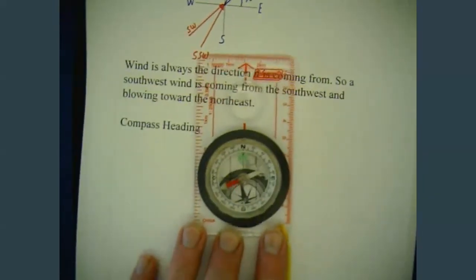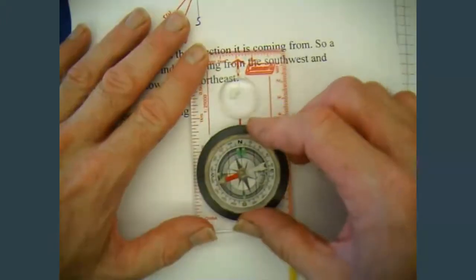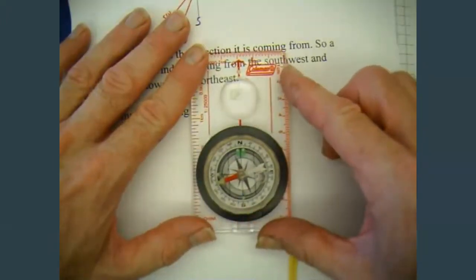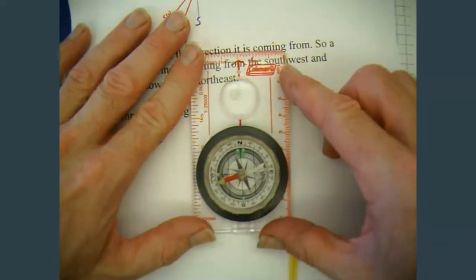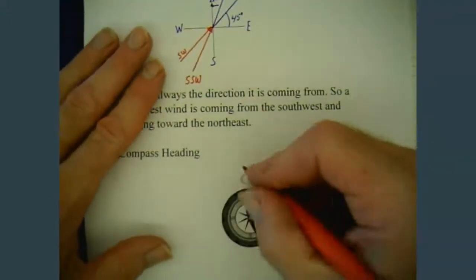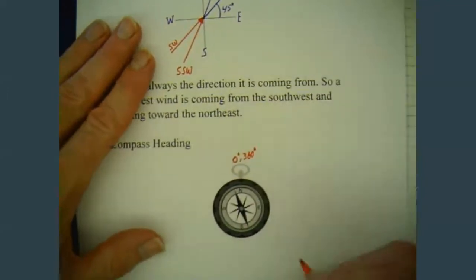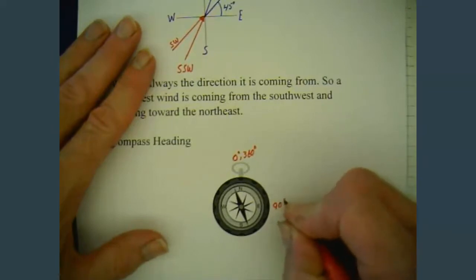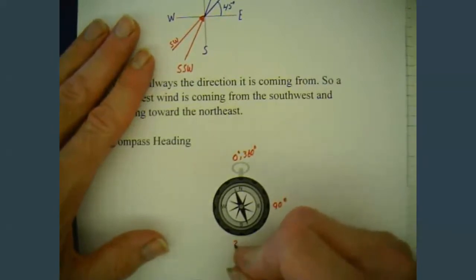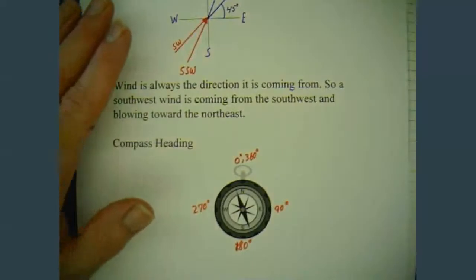And let's take a look and see what the compass heading here would actually be. If that is due north, that looks like it's about 254 degrees on the compass heading. So on a compass, due north is 0 degrees or 360, same. Due east is 90 degrees. Due south would be 180 degrees. And then due west is 270 degrees. So that's as a compass heading.